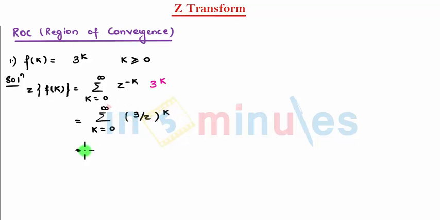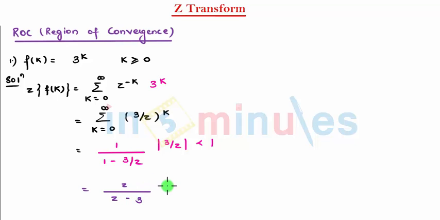So now we have a series. According to the series, we can write this as 1 divided by 1 minus 3 by z, where mod of 3 by z is less than 1. Therefore, this comes to be z divided by z minus 3, and this holds for mod of z greater than mod 3, which you can write as 3.